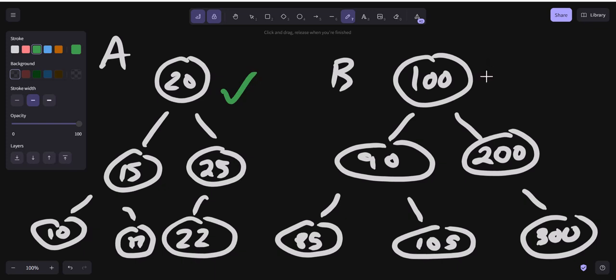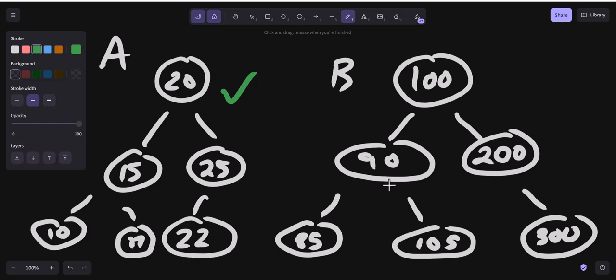Okay, we've got 100 as the root node. 200 is greater, so it belongs on the right. That's correct. 90 is less than 100, so it belongs on the left. So this first layer is correct. Let's go to the next layer. 85 is less than 90. That's fine, so it's the left child. 85 is also less than 100, so that's fine. But here we have 105.